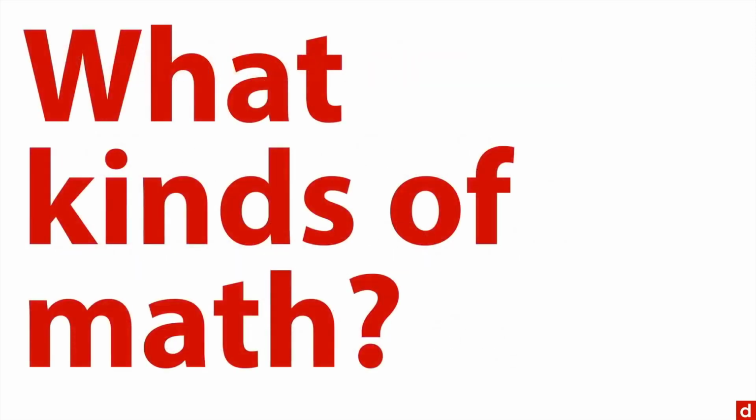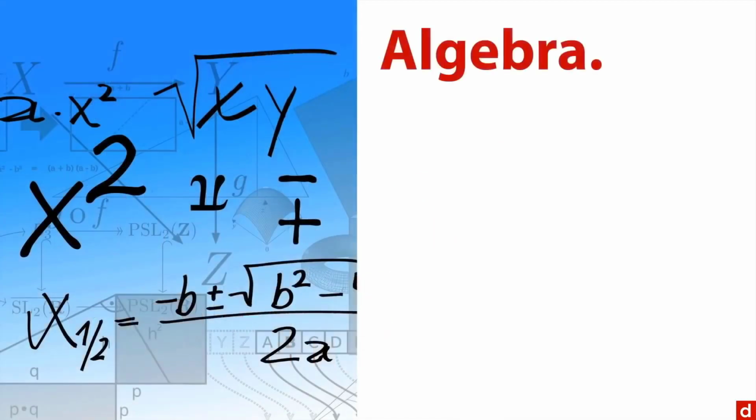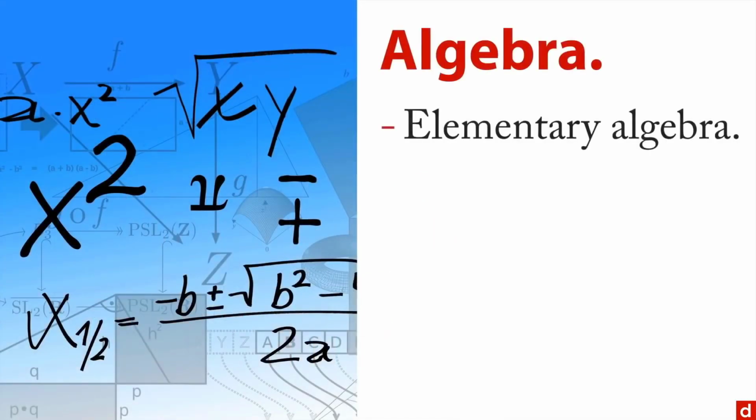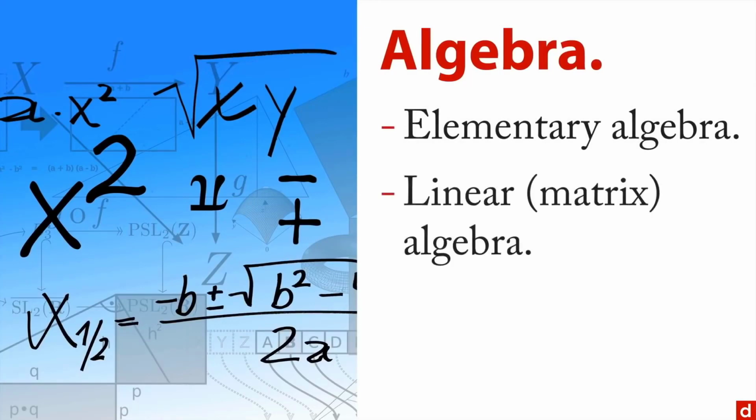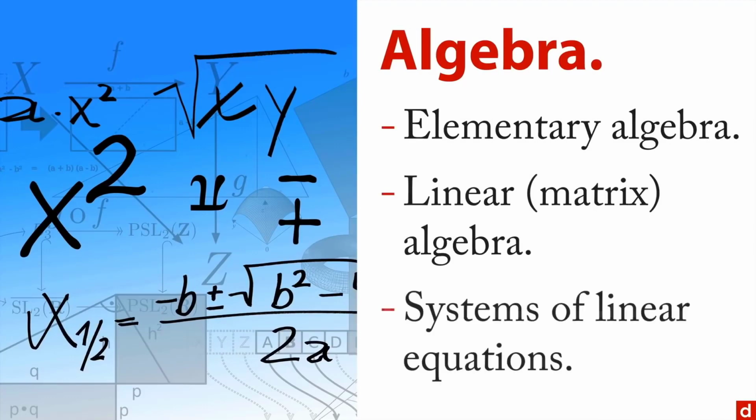So the next question is, what kinds of math do you need for data science? Well, there's a few answers to that. Number one is algebra. You need some elementary algebra. That's the basically simple stuff. You may have to do some linear or matrix algebra because that's the foundation of a lot of the calculations. And you can also have systems of linear equations where you're trying to solve several equations all at once. It's a tricky thing to do in theory, but this is one of the things that's actually easier to do by hand sometimes.